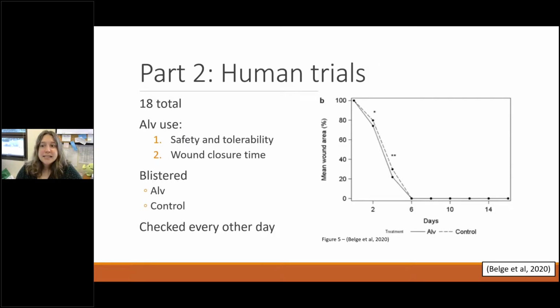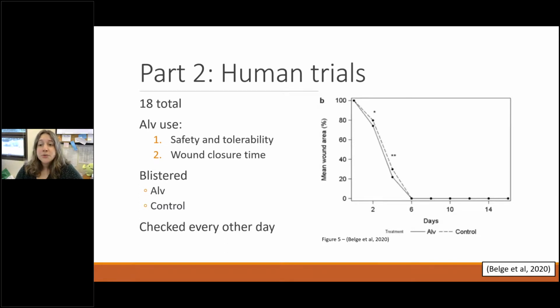Starting with 26 and trickling out several patients, the study was able to use 18 participants, both male and female. The participants were all wounded using a suction blister device. Each participant had both the control gauze on some blisters and ALV on other blisters, which gave the scientists great information to work with. They wanted to understand two things. Is using a surfactant safe and comfortable on a wound? And does it affect wound closure time?